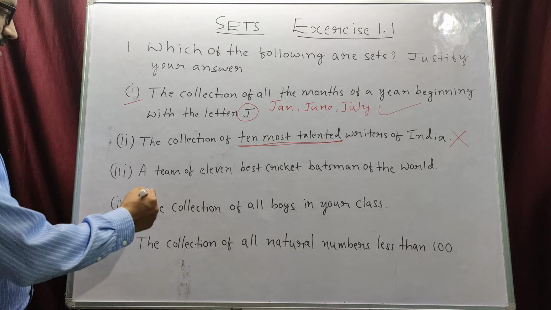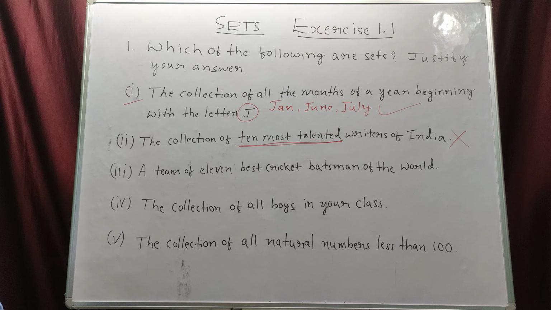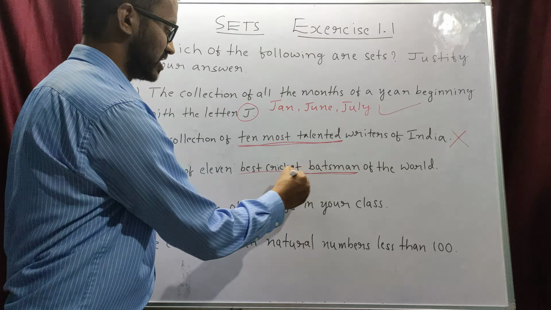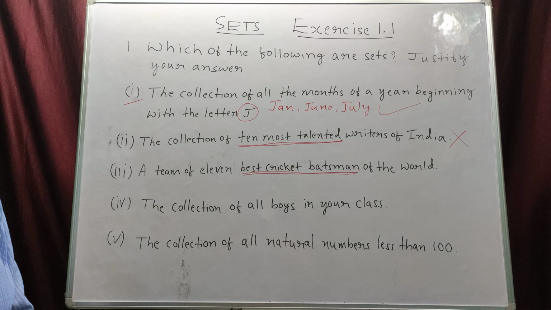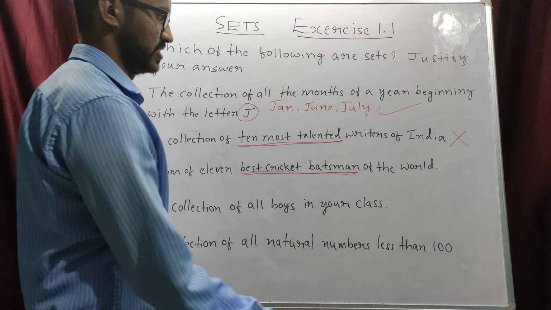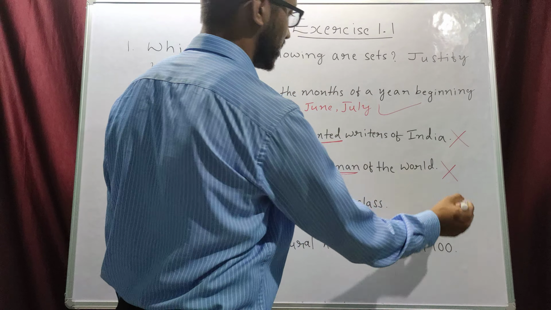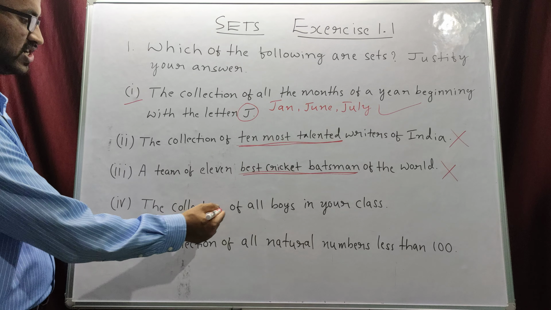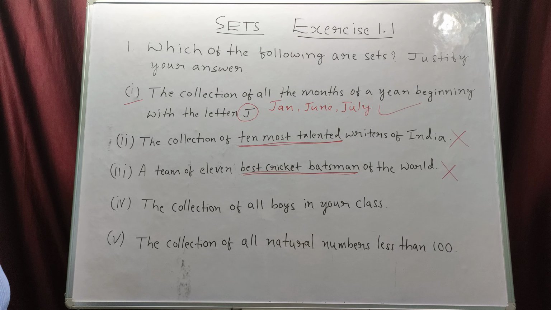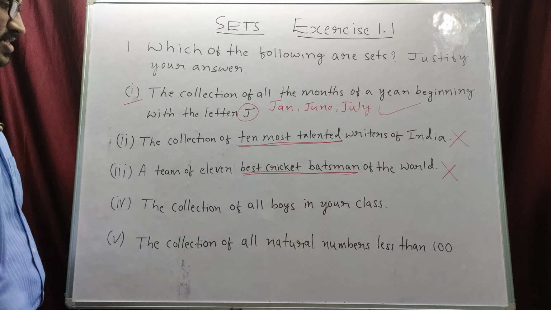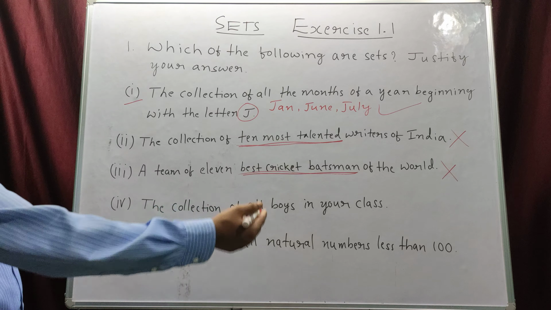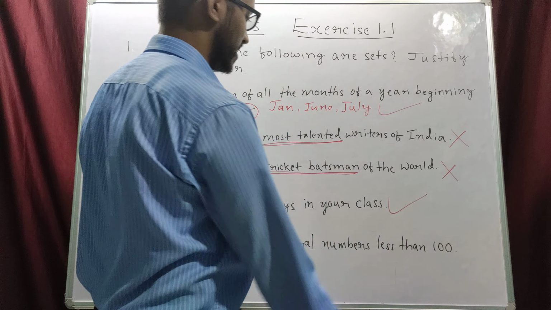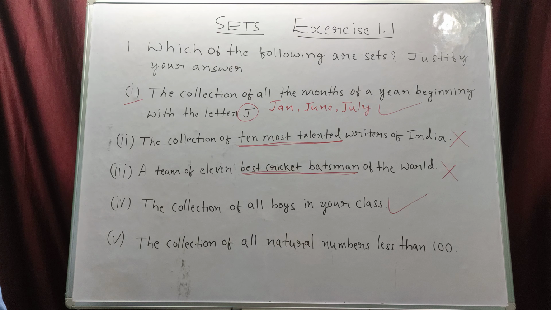Third question, a team of 11 best cricket batsmen of the world. In this case also, the answer will vary from person to person. So it is also not a set. Fourth one, the collection of all boys in your class. So here what happens? Definitely we can list all the elements. Again, it is an example for a set.